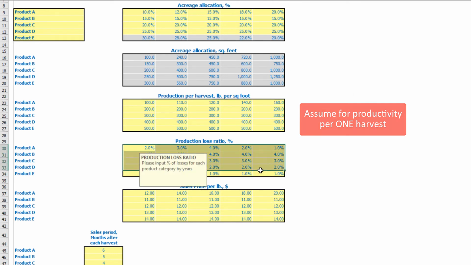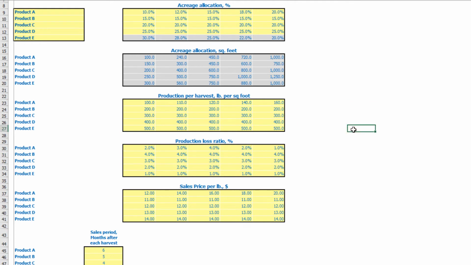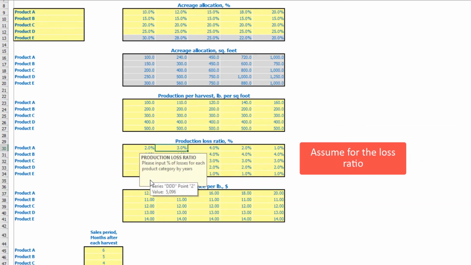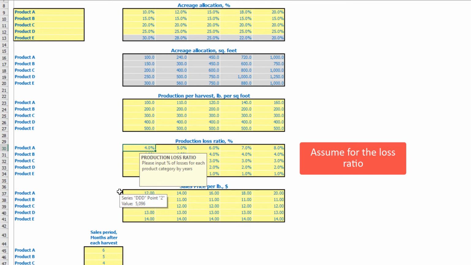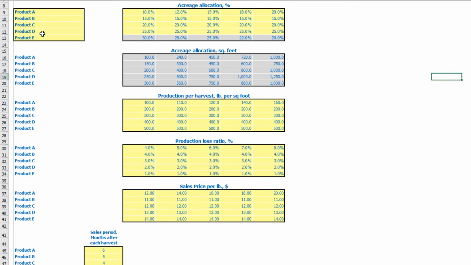The next step is to set up your losses ratio. Obviously you have losses, so you can input a percentage of losses for each harvest. Means that, for example, 4%, 5, 6, 7, 8. This is changeable by products and by years. You can also just zero out if you don't need any losses.